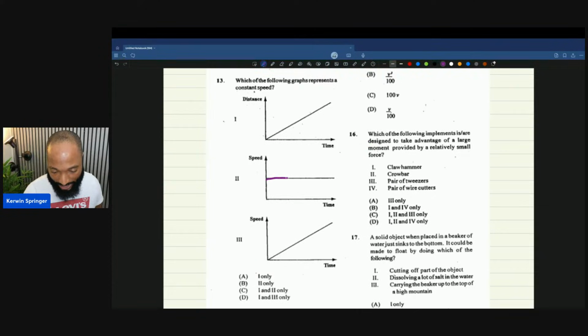Constant speed, this is clearly holding a constant speed. Distance, time, this is also a constant speed. The gradient is constant speed here.